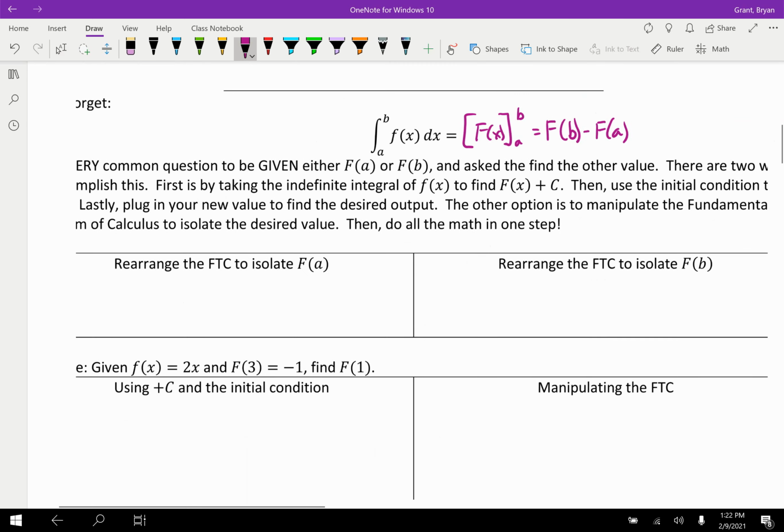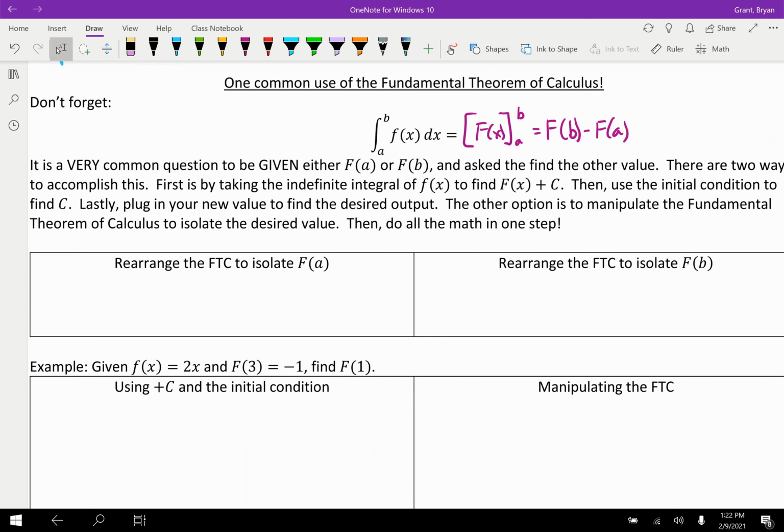A very common question, especially with particle motion, is they are going to give you a value of the original function. They're going to tell you something about where the particle was originally. A lot of times this is known as an initial condition or an initial value problem. And then they're going to say, well, if the particle started at a position of 4, where is the particle now? And so they're going to give you one part of the fundamental theorem and ask you about the other. And there are 2 ways that you can solve this problem. We're going to look at both of those too.